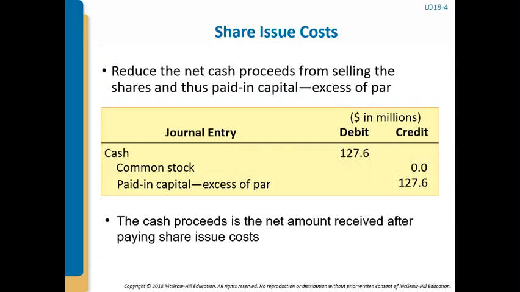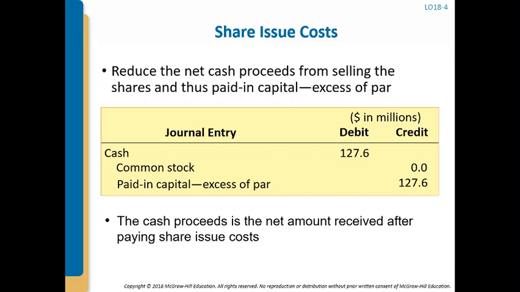Now, when you issue stock, you're normally going to have costs involved with issuance of shares, and so the amount that you're going to book is the net cash proceeds from selling the shares. Thus, as here, you're going to not have the actual selling price, but the net amount of cash proceeds.